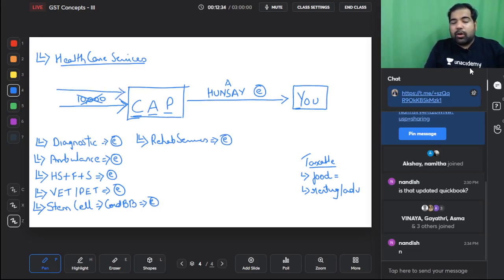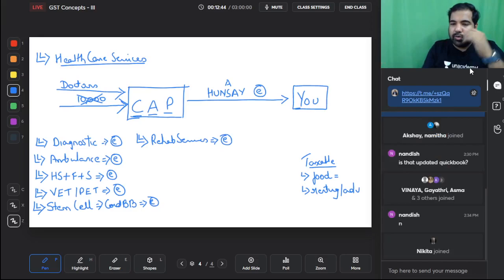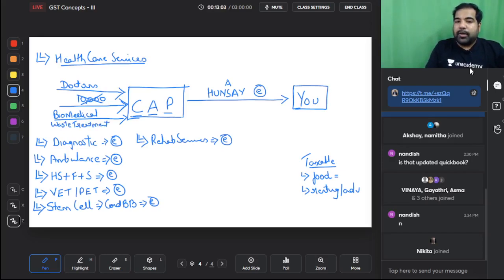One is when doctors provide services to the CAP. Example, a surgeon who comes and visits the CAP. When doctors provide services, for the doctor it's outward services, so there is no GST, and for the CAP this is inward services, so again no GST. And when there is biomedical waste treatment, hospitals produce a lot of waste. When a biomedical waste treatment facility is given, of course it will be charged to the hospital, but it will be exempt. So doctors' input services and biomedical waste treatment are exempt.